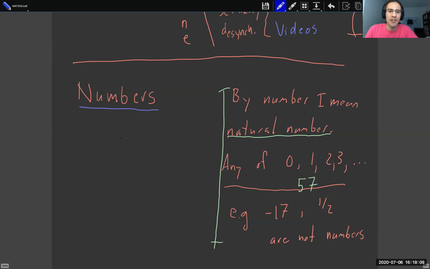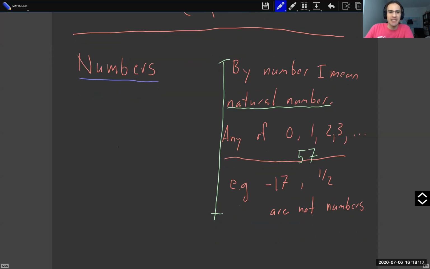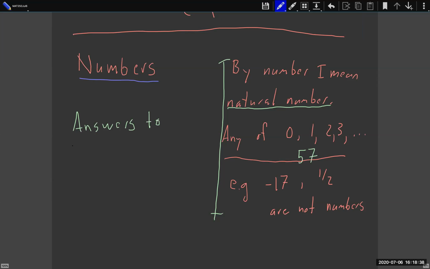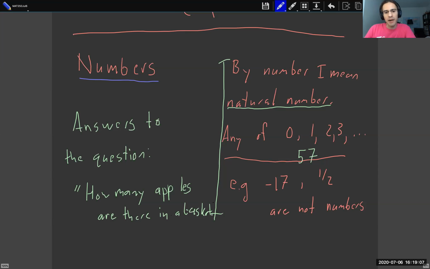Then here's a kindergarten definition of numbers. A number is an answer to a question of the form, how many apples are there in a basket? Is that a good answer, do you think? So that's how in preschool they describe numbers, the way that I said it. Numbers are the definite answers to the question, how many apples are there in a basket? I guess not a basket, but this basket.